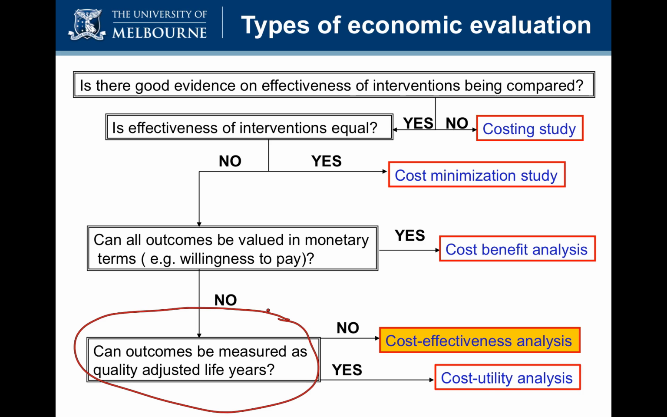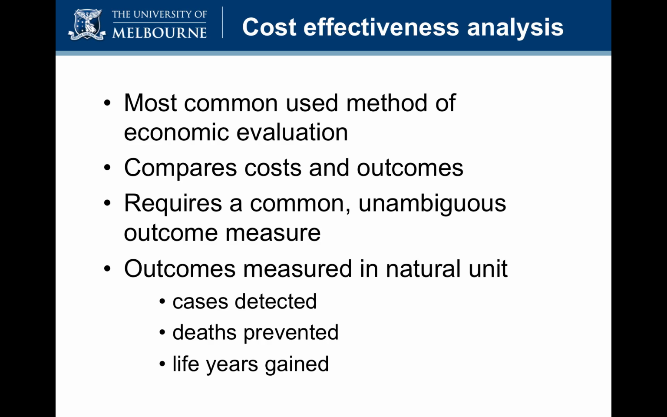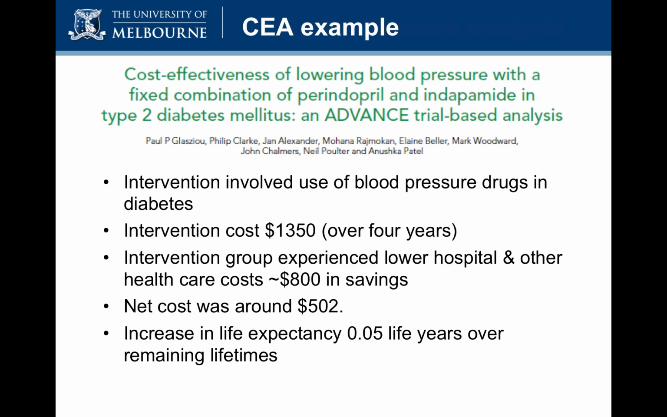So starting first with cost effectiveness analysis, it's probably the most commonly used method in health economic evaluation. It compares costs and outcomes. What it requires is a common, unambiguous outcome measure. That could be any sort of natural unit. It could be something like cases detected when it comes to something like cancer screening. It could be deaths prevented. But often economists like using a metric such as life years gained because it allows us to compare across many different types of interventions.